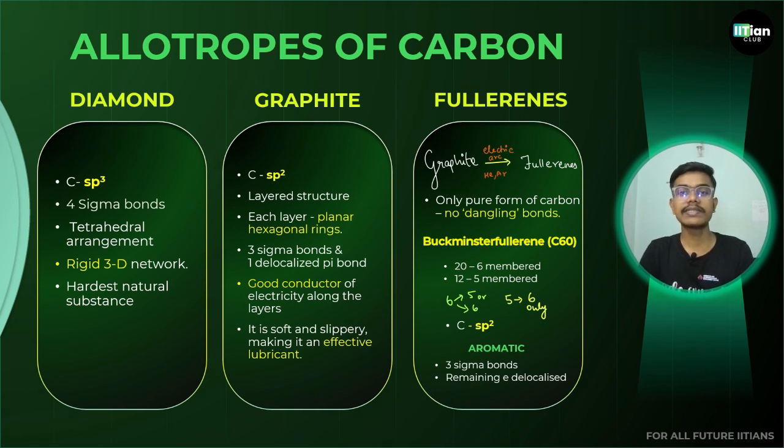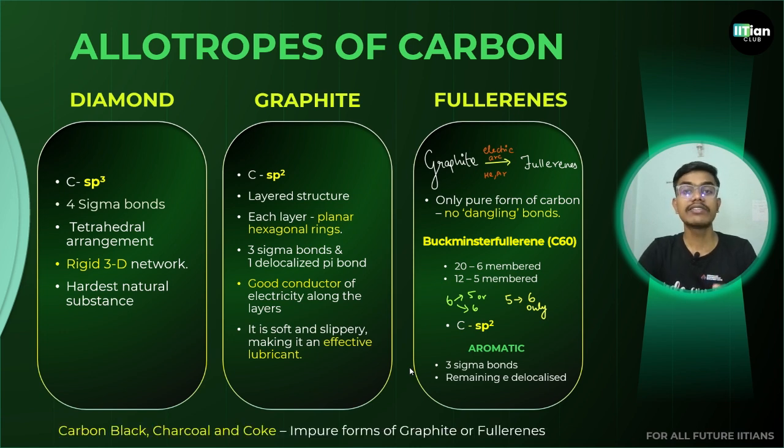You can see 6-membered rings can be attached with either 5 or 6-membered rings, but 5-membered rings can be attached only with 6-membered rings. And it is aromatic in nature because there are 3 sigma bonds and 1 remaining electron which is delocalized, because of which the aromatic nature arises. You have some other forms of carbon like carbon black, charcoal, and coke. These are all impure forms of graphite or fullerenes. And with that, we conclude group 14.